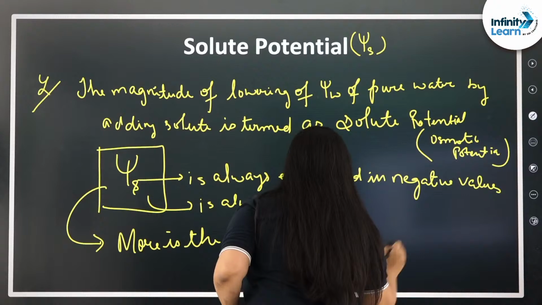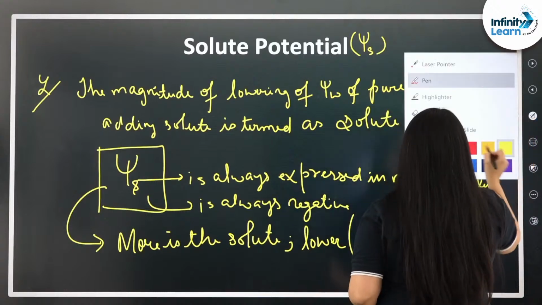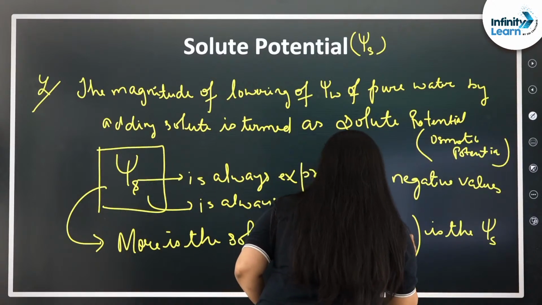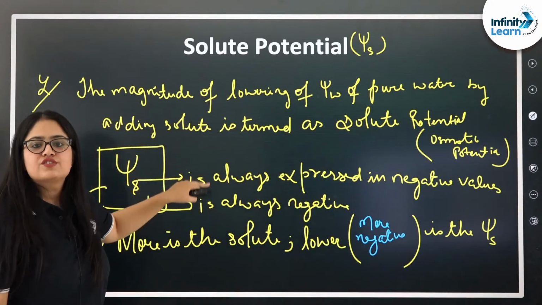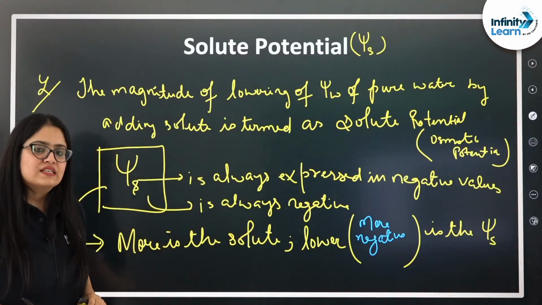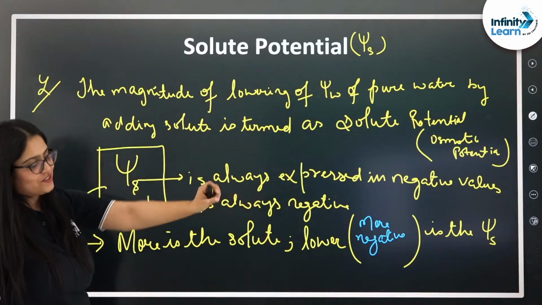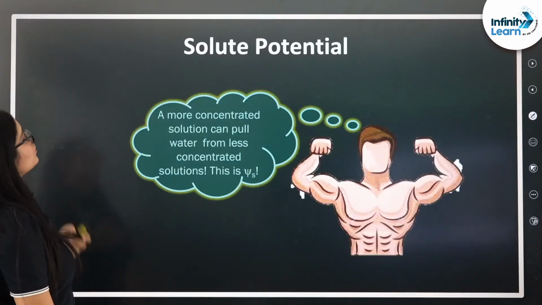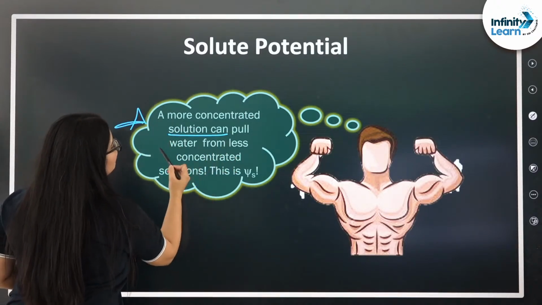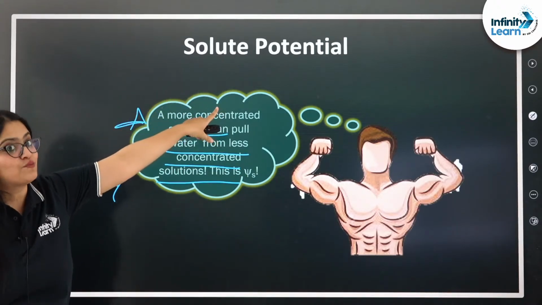And with this you can also conclude, students, that when more is the solute, lower is the psi s, or you can say more negative. I repeat myself, from these two statements, we can conclude that the more solute molecules in a solution, the lower or more negative the psi s is going to be. Please remember this. Next thing. What is the ability of the solute potential? A more concentrated solution can pull water from the less concentrated solution. This is the power of solute potential.